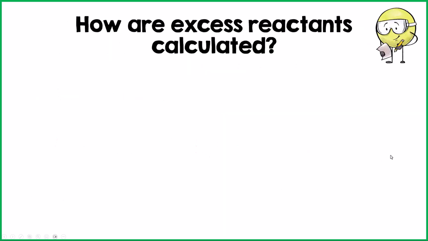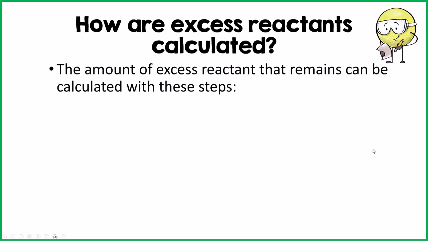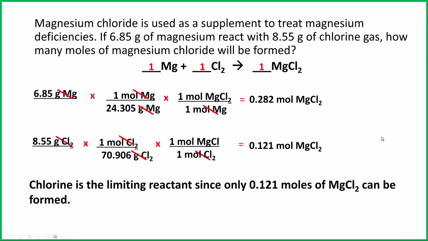So how then are excess reactants calculated? The excess reactant is going to be the one that's not used up, the opposite from the limiting reactant. Sometimes there's more than one excess reactant, but we calculate all of them in the same way. So the amount of excess reactant that remains can be calculated with these steps. So if we're looking at our excess reactant here, which is magnesium, we want to know how much is left over after we have formed this amount of magnesium chloride.